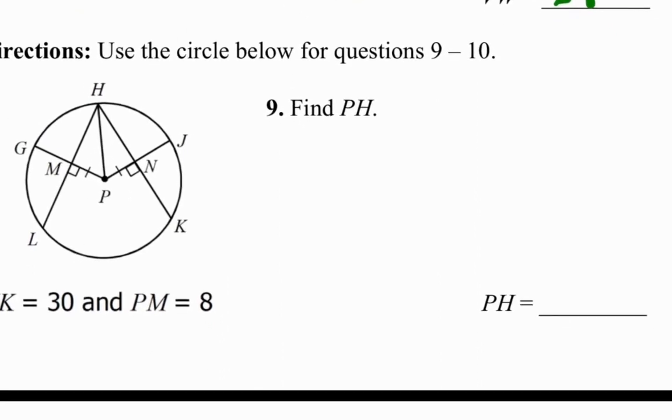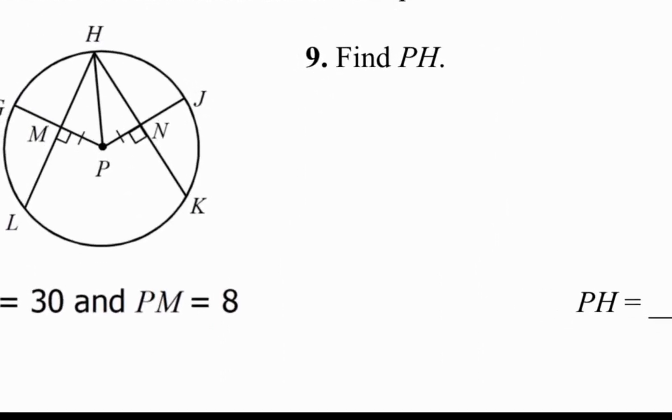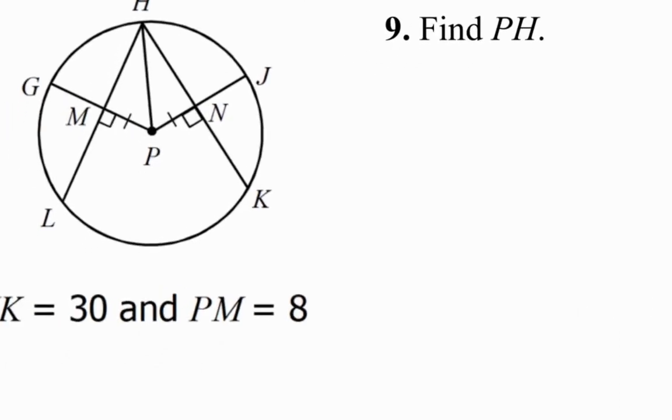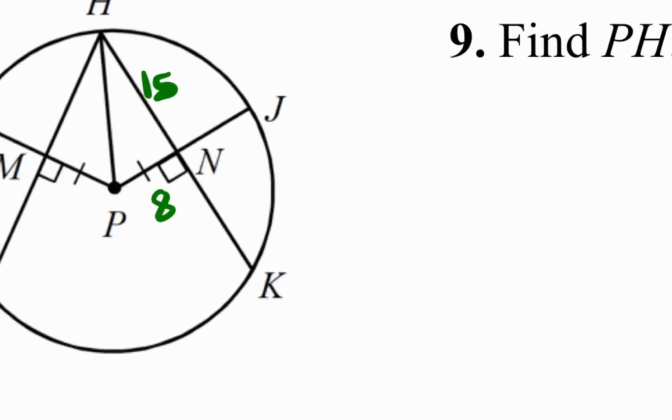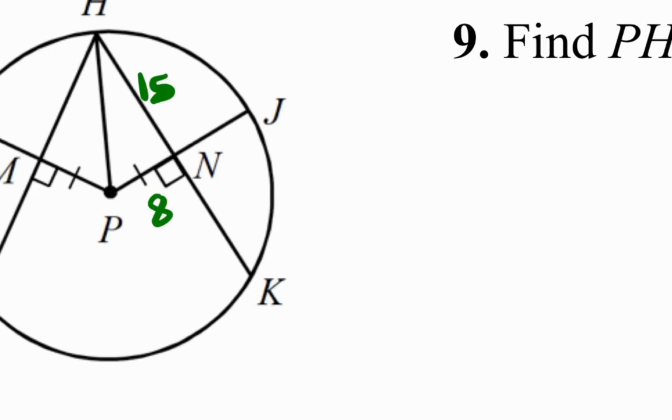Okay. Number 9, so same type of thing. We know in this picture, HK is 30. So if the whole thing is 30, we know that we have 15 and a 15. And PM is 8. So that means that PN is also 8. So now on our picture, we erase those measures we don't need. There is our triangle.